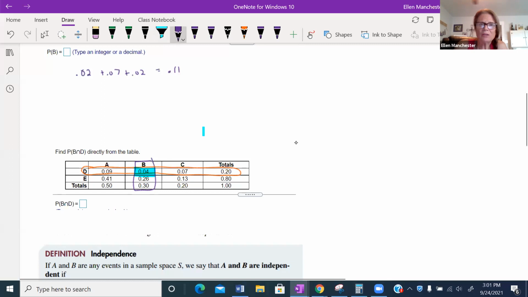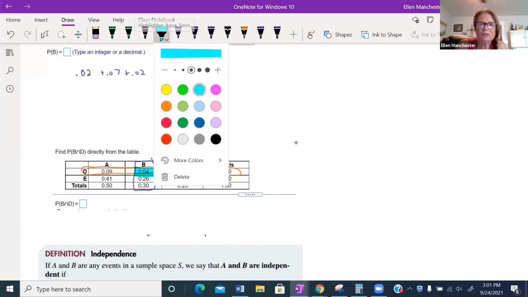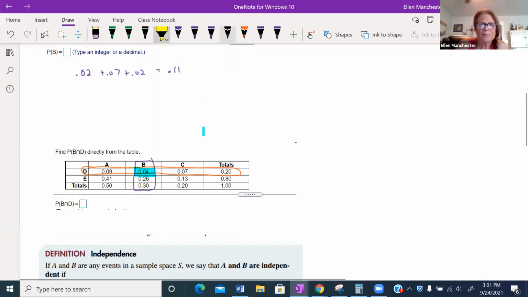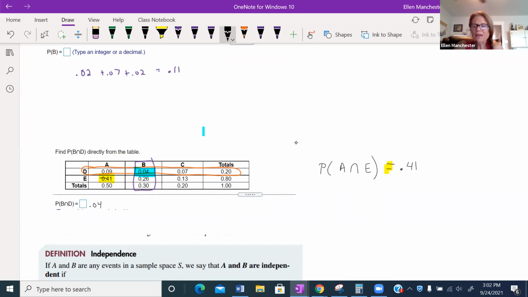Let's try another one. Let me do another different color to show a different intersection. Okay, let me get the answer here. So this is 0.04. For this one, what if I wanted the probability of A intersect E? Okay, A intersect E. Well, here's the column A. Here's the row E. Right where they intersect is right here. That would be 0.41.